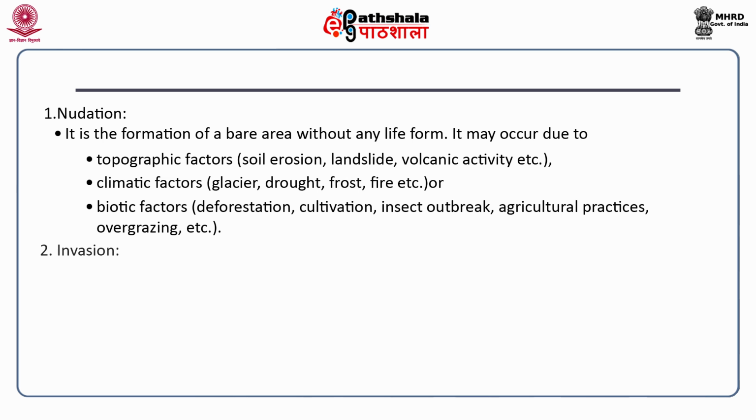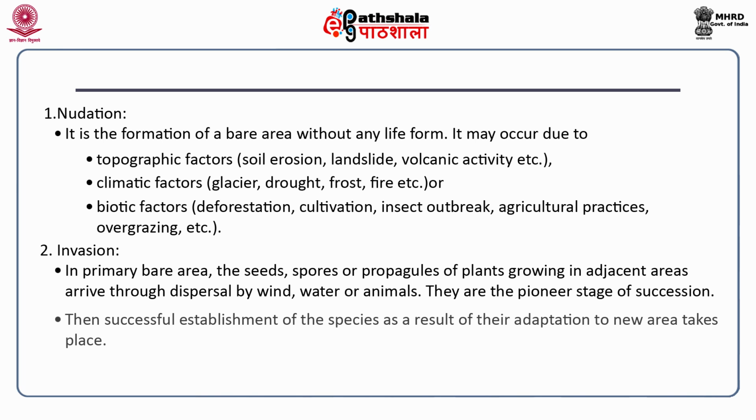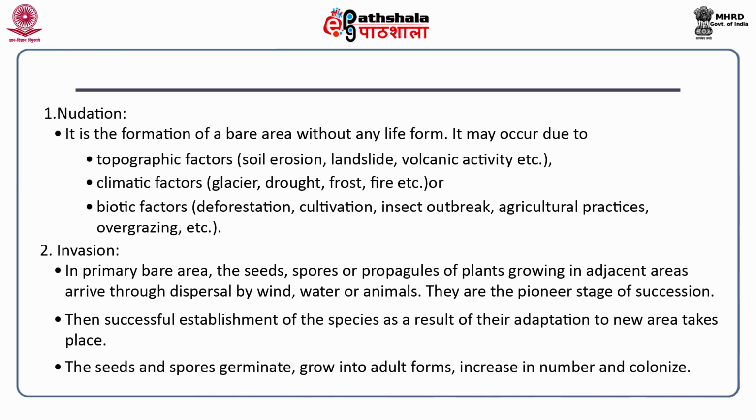The second process is invasion. In a primary bare area, the seeds, spores or propagules of plants growing in adjacent areas arrive through dispersal, and that dispersal may be by wind, water or animals. They are the pioneer stage of succession. Then successful establishment of the species as a result of their adaptation to the new area takes place. The seeds and spores germinate, grow into adult forms, increase in number and colonize.